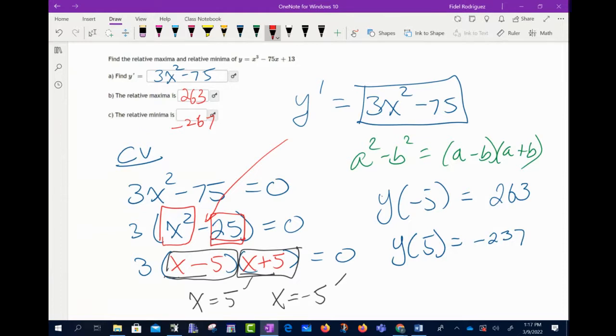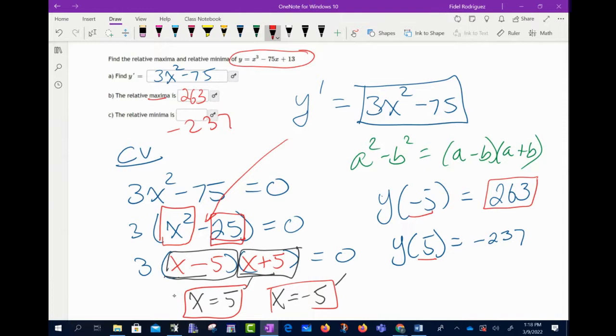Sorry, Jennifer, say that again? So yeah, once we found our critical values, we came up with 5 and -5. We came back to the original function, and everywhere we had an x, we plugged in a -5 and a +5. At -5, we came up with 263. That was our maximum, right? And because this is negative, that's going to be my minimum, right?